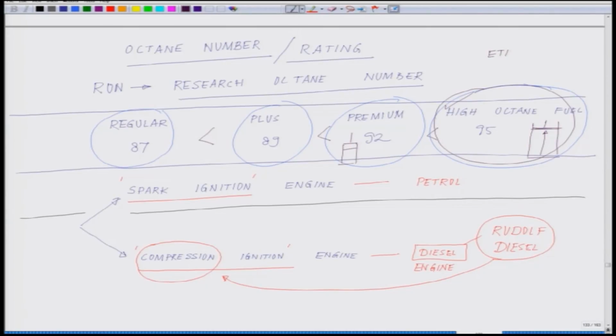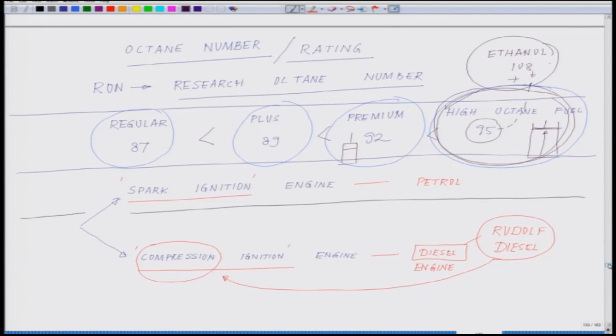Now, let me add something here. Ethanol, say, you have 108. If you take a high octane fuel and mix it partly with ethanol, what will happen? This number is going to go a little up, and this is going to come down a little bit, but you are using a smaller amount of it. So, you are getting a higher octane fuel. From a high octane fuel, you are increasing the octane number, so you are increasing the efficiency of the fuel.